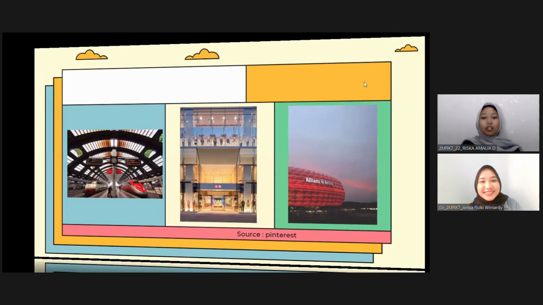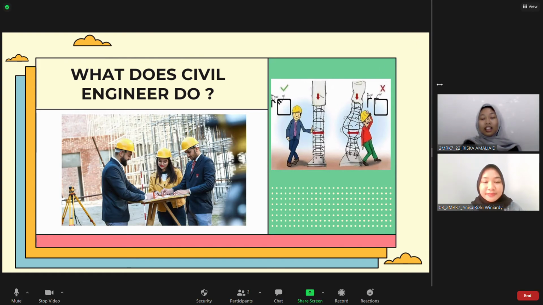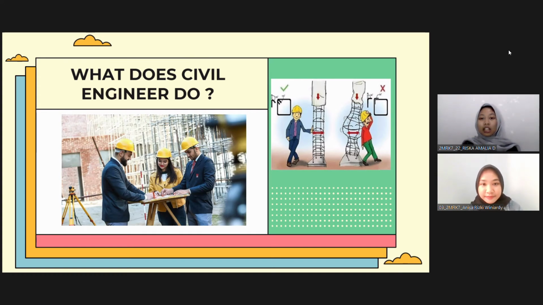Okay, next. It's time to talk about the second topic: what does civil engineer do? As time goes by, as the population increased, so did the need for housing, right? Therefore, there was a need for those who specialize in construction, and that is a civil engineer. A civil engineer performs a variety of work, starting with designing, constructing, renovating, and many more.